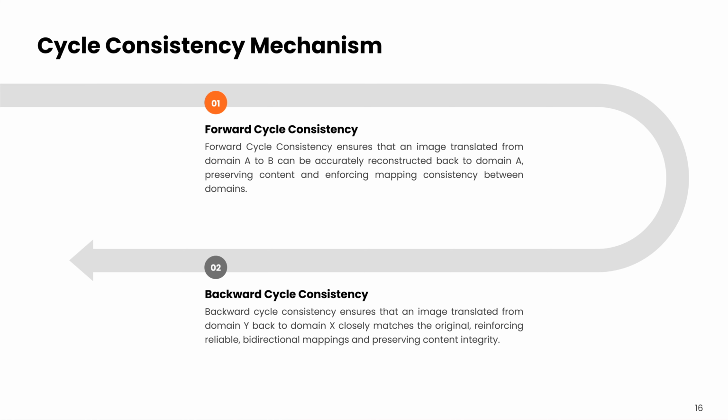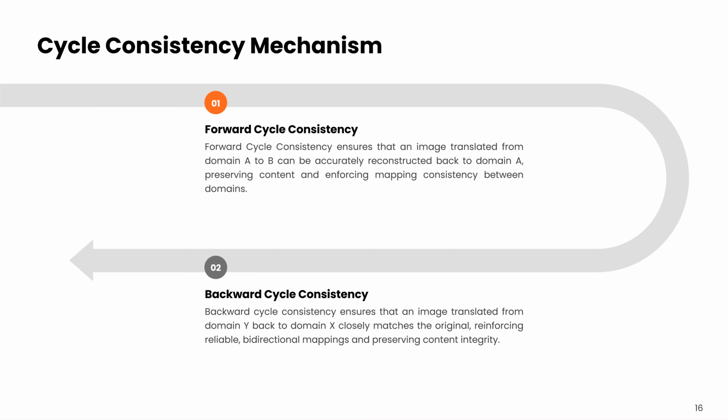This enforces bidirectionality. The transformation X to Y should be mutually compatible so that switching styles and returning preserves the core content. It's a reversible shortcut that helps ensure the translation preserves not just superficial colors or textures, but the meaningful content and structure of the scene.